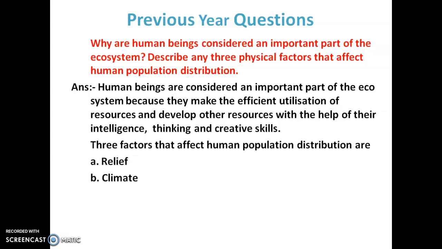But when we come to plains, here we have a moderate climate. There is not a big variation in temperature, so the plains are densely populated. If the places have an extreme climate, their population will be less, and the places which have a moderate climate, people prefer to live there. The third point is soil and water.